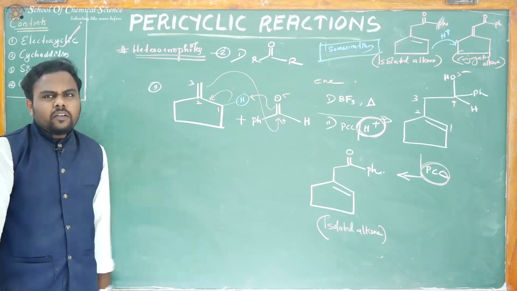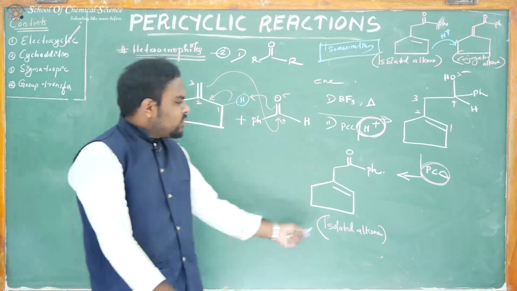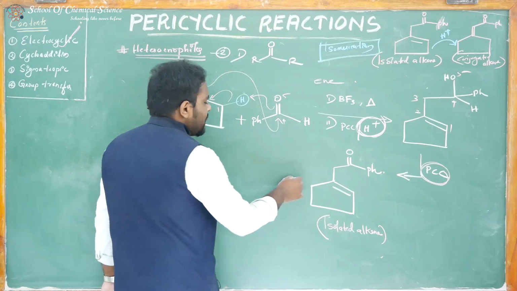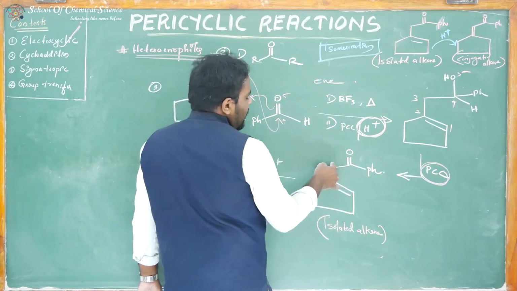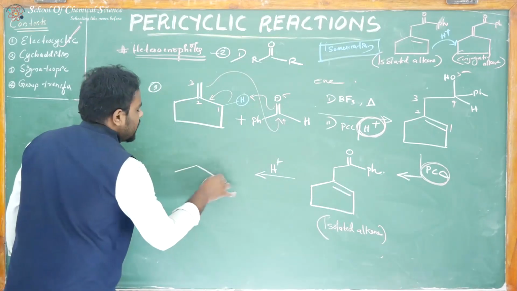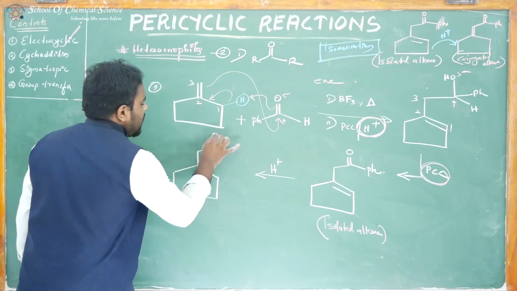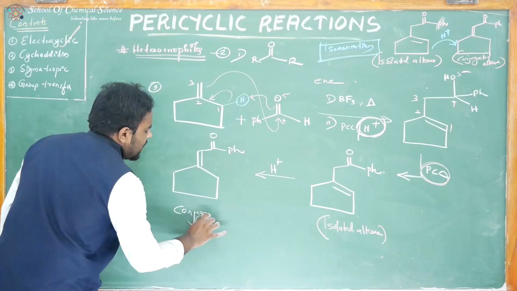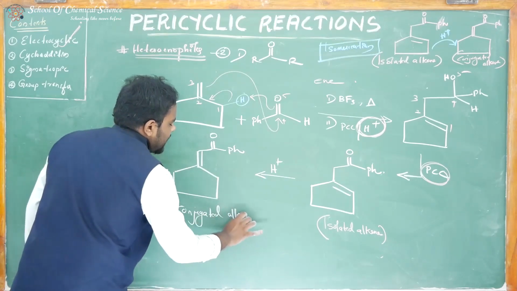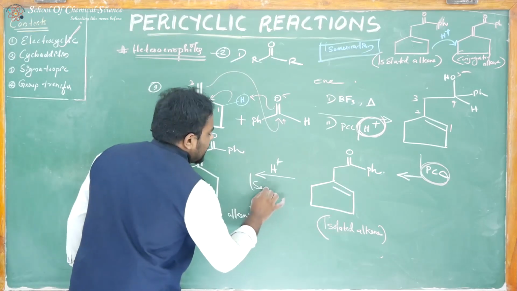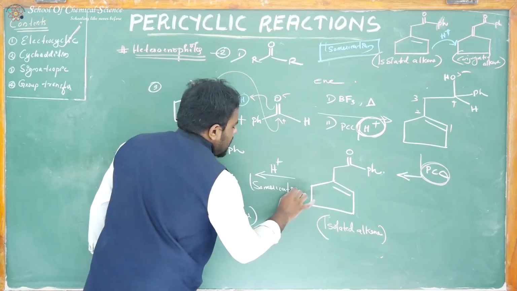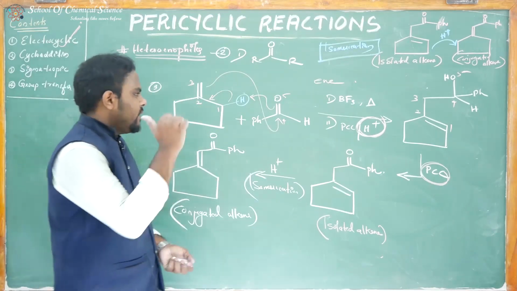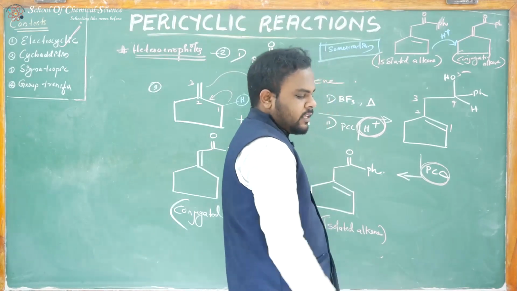Very important. Whenever your product is an isolated alkene and in the question paper an additional, extra H+ is there, in the presence of that extra H+ this beta gamma unsaturated carbonyl compound is converted into the more stable alpha beta unsaturated carbonyl compound. This is a conjugated alkene which is more stable, and this reaction is called an isomerization reaction. Very important. Then another question.